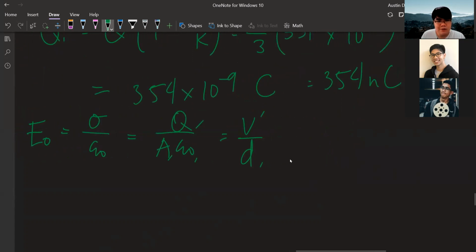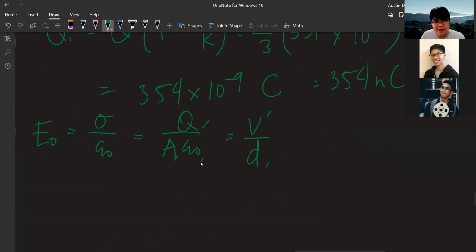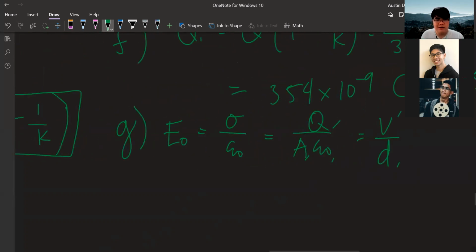Okay, so dahil kampante tayo, gamitin natin to. So Q is 531 nanocoulombs. That's times 10 to the negative 9.